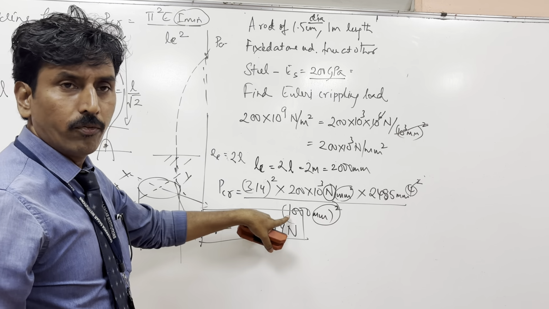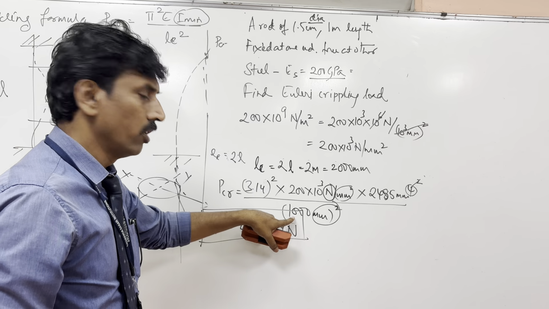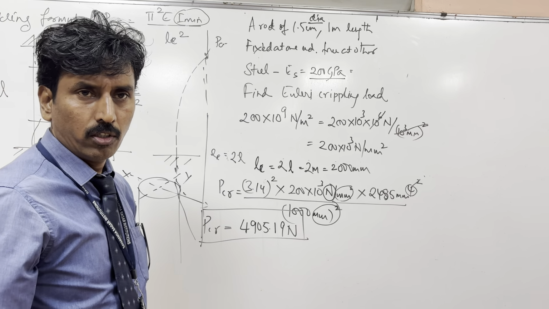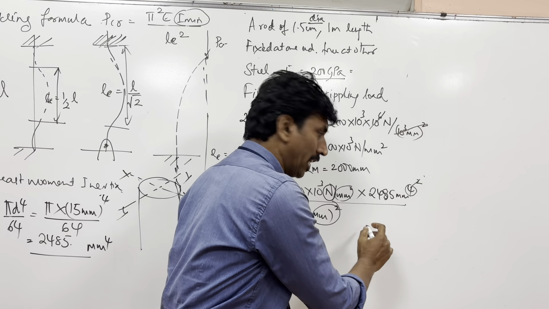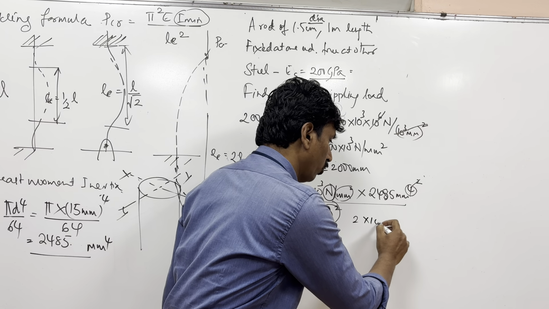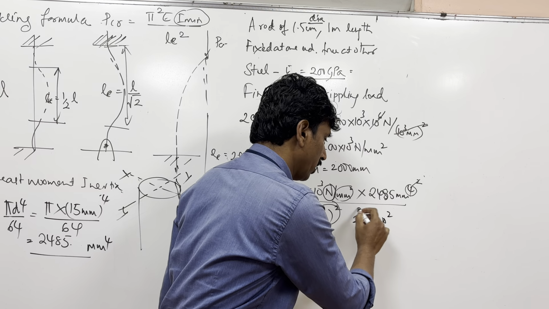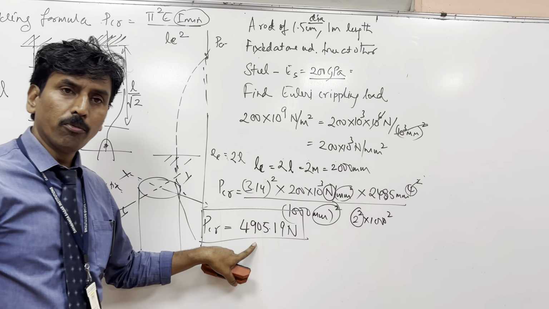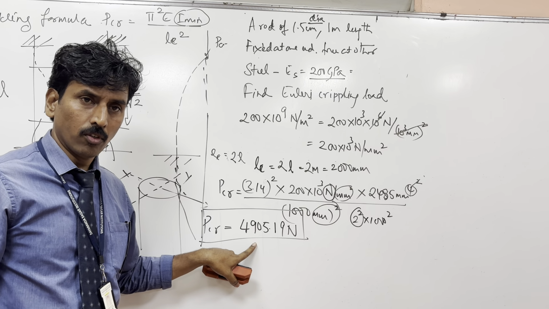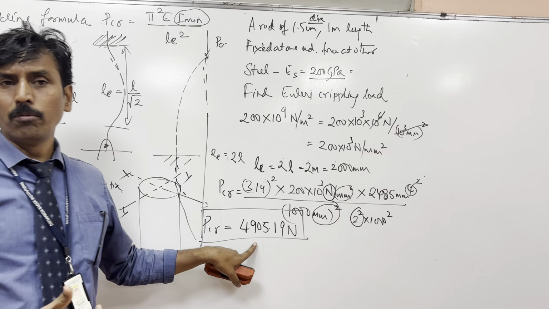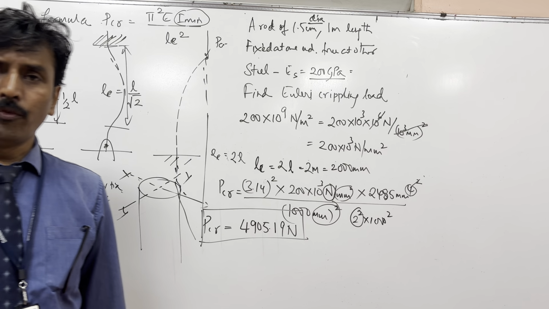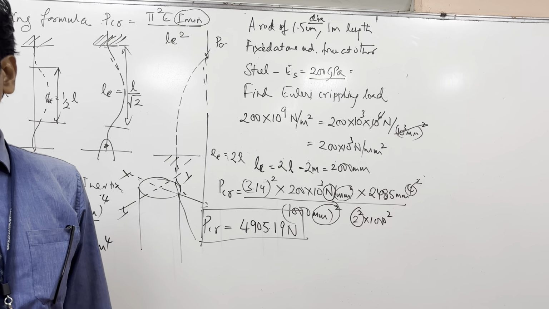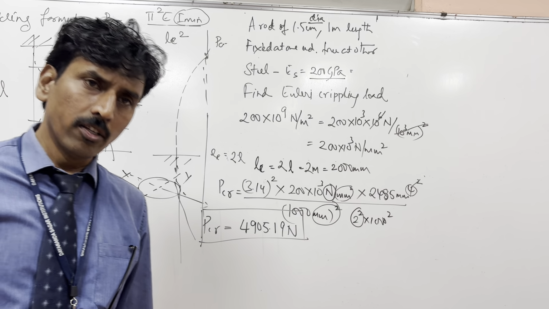Now what would be the difference? Instead of dividing by 1000 square, if you divide it by 2000 square, that is like 2 into 1000 square, so that is 1 by 4 times less. So this load would have become 1 by 4 times less. That means it would have got 1250 newtons, almost equal to 125 kgs.